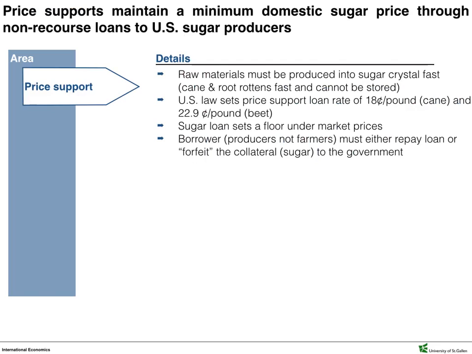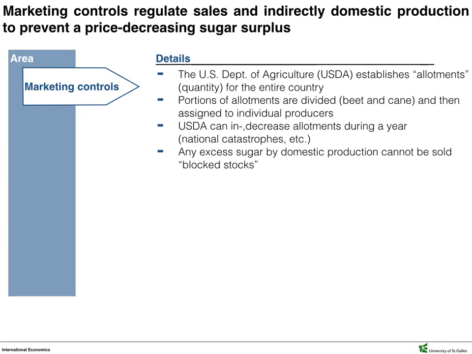The borrowers must either pay back the loan or forfeit the collateralized sugar production to the government. The U.S. Department of Agriculture estimates the yearly sugar demand and establishes allotments to domestic producers. Any excess sugar cannot be sold, called blocked stocks.